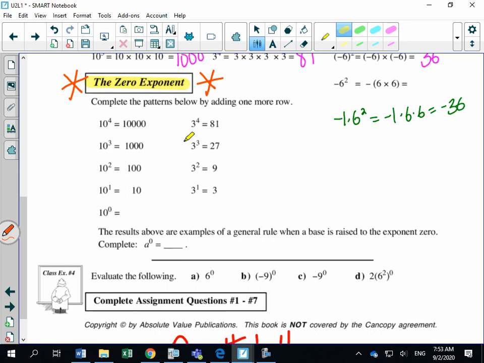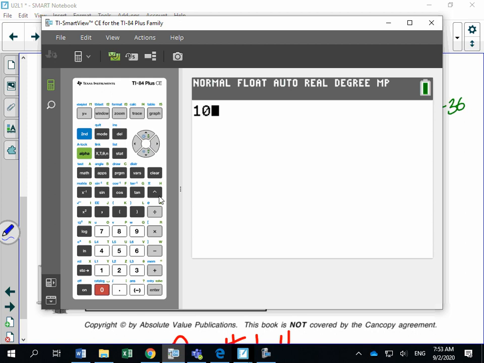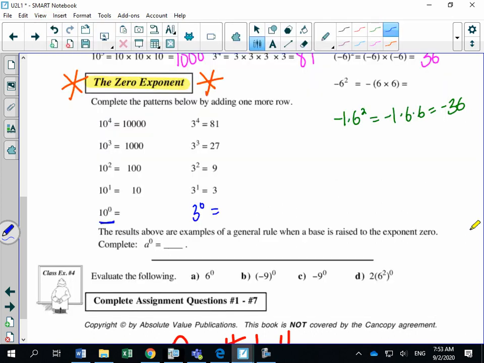what I want you to do is type in on your calculators to see what the zero exponent is. I want you to type in 3 to the power of 0 and 10 to the power of 0. What answer do you get? So I'm going to clear this and let's look at the zero exponent. 10 to the power of 0 and 3 to the power of 0 is 1. So any number or variable that you put to the power of 0, your answer is always going to be 1. That is what the zero exponent is.